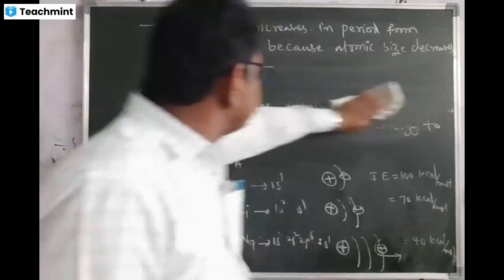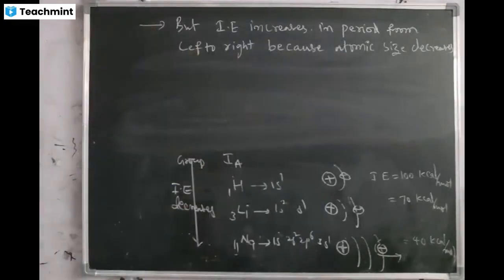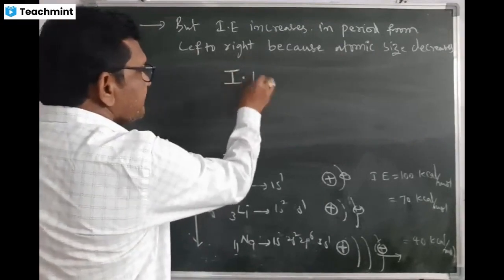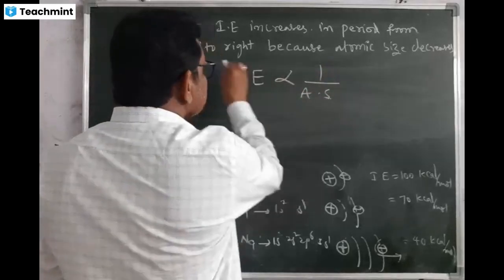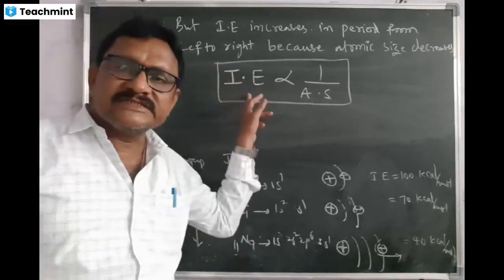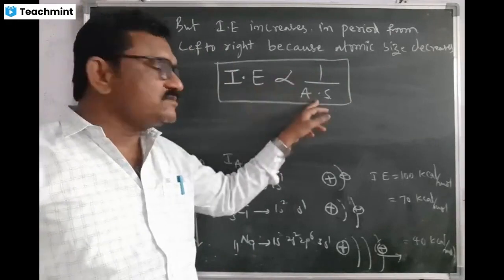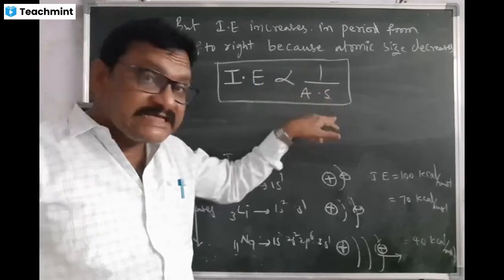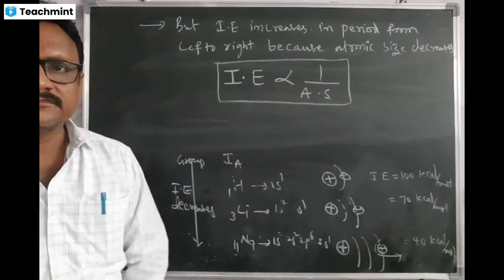I give you the relation. The relation between ionization energy and atomic size is that both are reverse to each other. You have to write this relation: ionization energy is reverse to atomic size. If atomic size increases, ionization energy decreases. If atomic size decreases, ionization energy increases. Both are inversely proportional to each other. Clear?